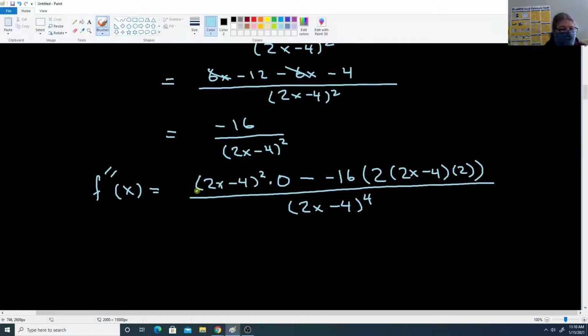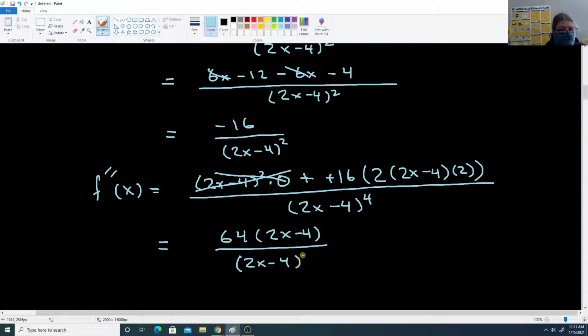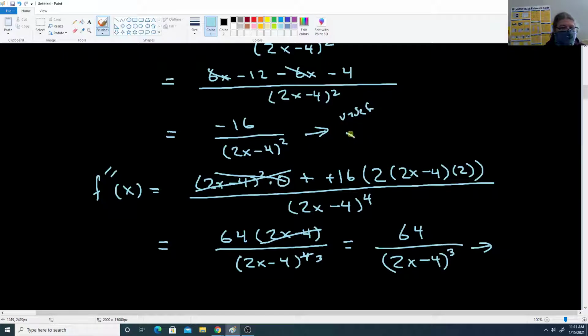Okay, 0 times anything is 0, so this term is going to go away. Minus a negative is positive. 16 times 4 is 64, so we get 64 times 2x minus 4, all that over (2x minus 4) to the 4th. One of those 2x minus 4s can cancel, and you'll be left with 64 over (2x minus 4) cubed. Okay, so both of these are undefined at x equals 2.